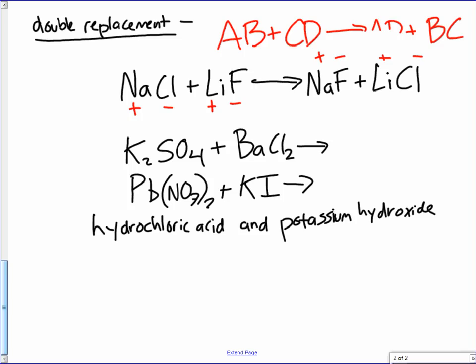Alright, so first one. We have potassium sulfate and barium chloride. So switch them up. Positive and positive we're going to switch. So we're going to have, let me go back to black. We're going to have potassium chloride. And again, I'm ignoring subscripts right now. We're going to come back to it. Barium sulfate.